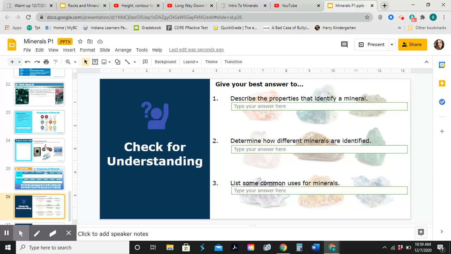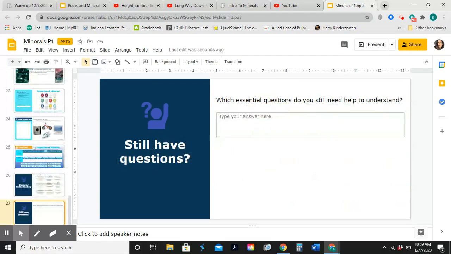All right, now you're going to do your best to answer these 3 questions. Describe the properties that identify a mineral. Determine how different minerals are identified. List common uses for minerals. What essential question do you think you still need help to understand?